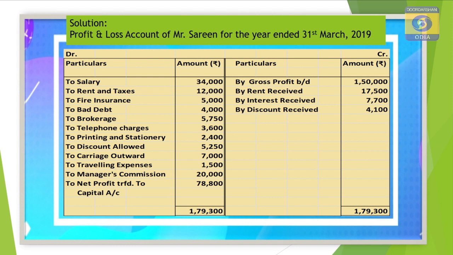Next, we have travelling expenses, that will go to the debit side of the profit and loss account. Then we have machinery. Machinery is an asset, so it is not an item of the profit and loss account. And then we have manager's salary. Of course, manager's salary is an expense of the business, so it will go to the debit side.